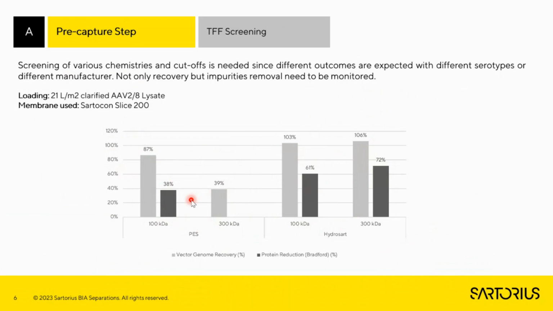So I really consider that you should screen all of the different cutoffs, but not only the cutoffs, also different manufacturers use different standards. So 300 kilodaltons will not always behave the same using the different manufacturers. So this is something that should be screened for every sample.